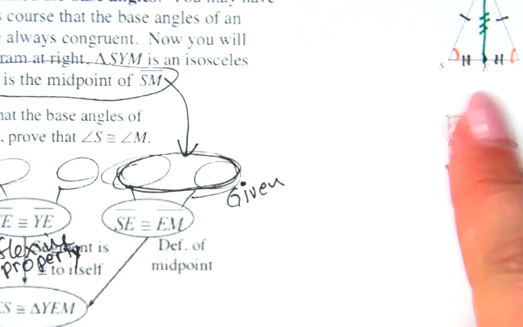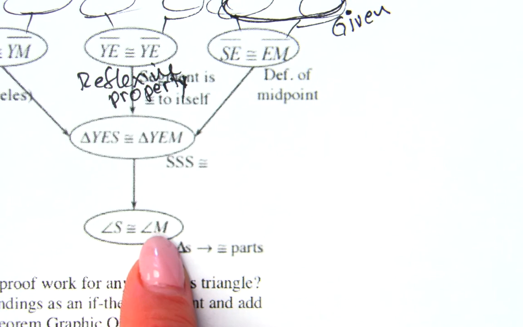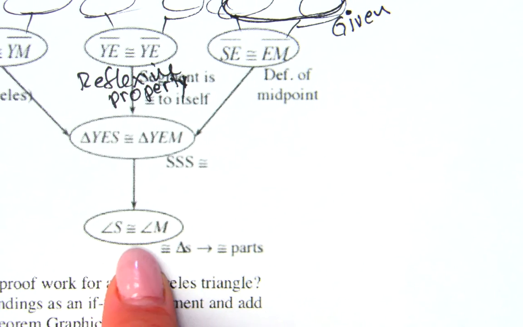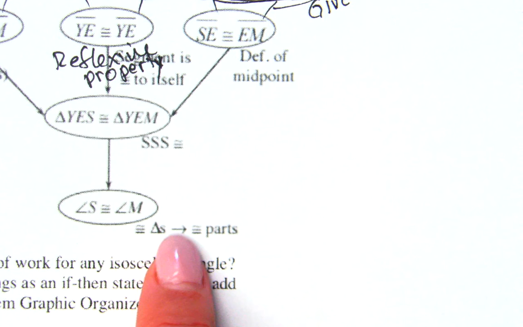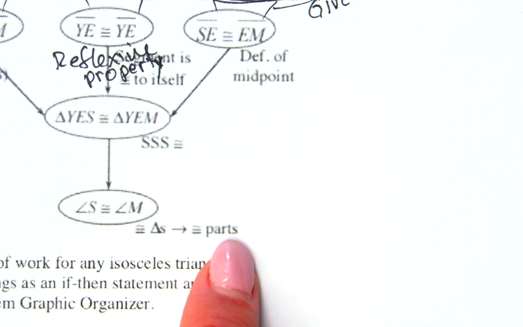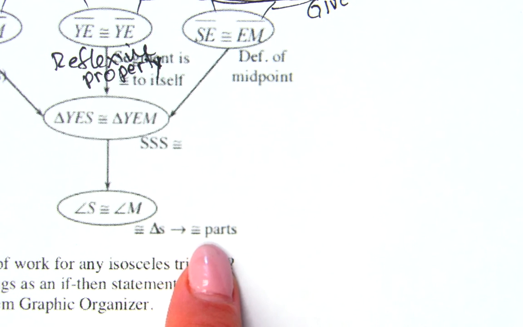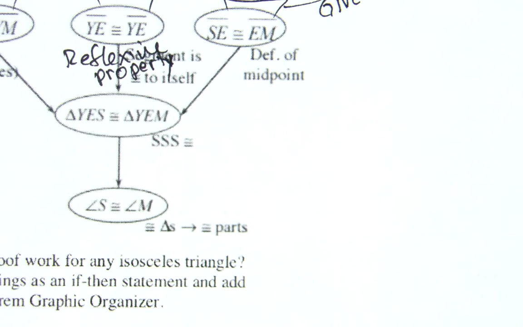And since all three sides are equal, then all the angles must be equal too, which means that angle S must be equal to angle M. Because congruent triangles gives you congruent parts, right? Congruent triangles give you all of the congruent angles, all of the congruent sides, and basically just congruent parts.